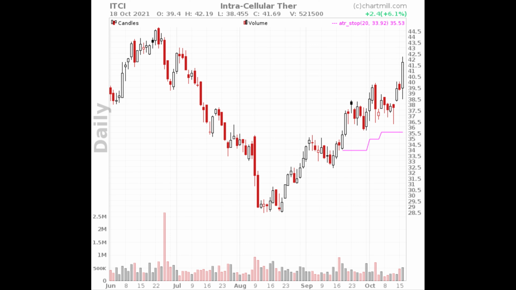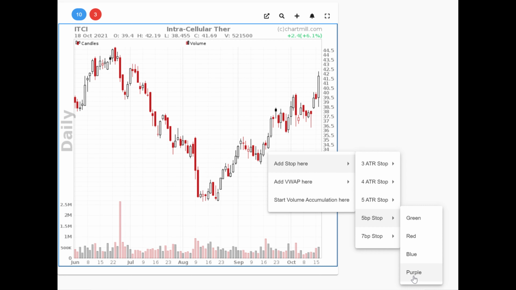A 5 or 7 price bar pattern stop. The stop price is moved up every time a 5 or a 7 bar pattern is discovered. To set this stop, place the cursor on the price level where you have set the initial stop loss. Then right click and the following menu appears. Pick the appropriate stop loss and a preferred color.